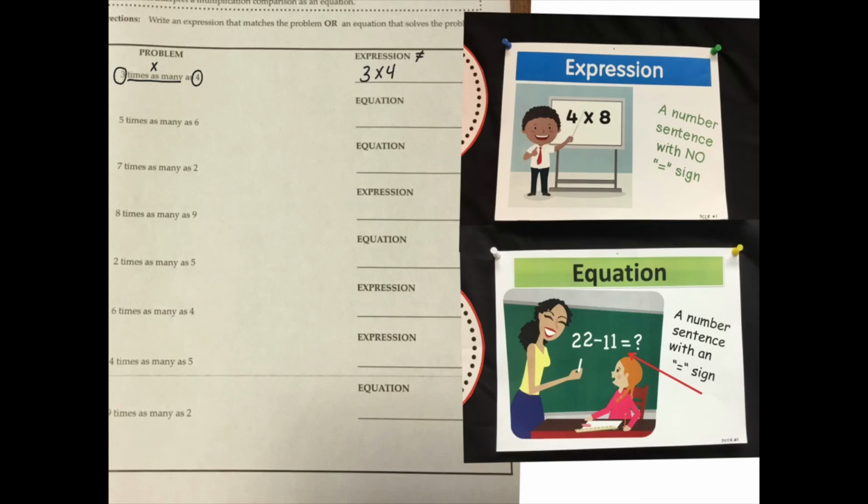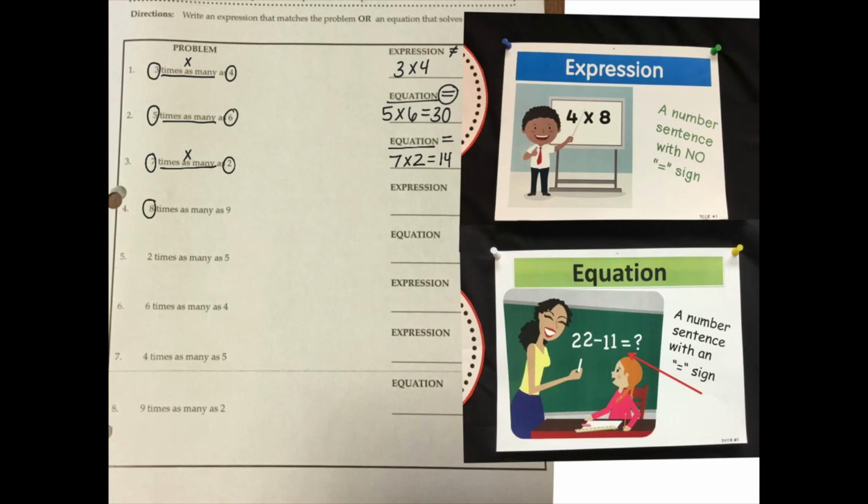Okay, next I have 5 times as many as 6. Circle the 5 times as many as 6. This time it's an equation, so I need an equal sign. So 5 times 6 equals, and then you have to know the answer is 30. Next, 7 times as many means multiply as 2. This one is an equation again, so I need an equal sign. 7 times 2 equals 14.